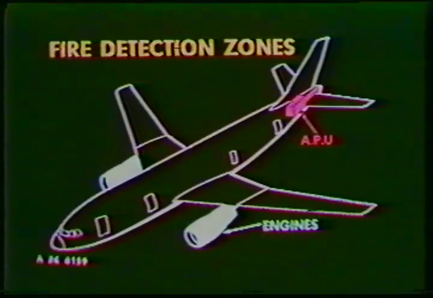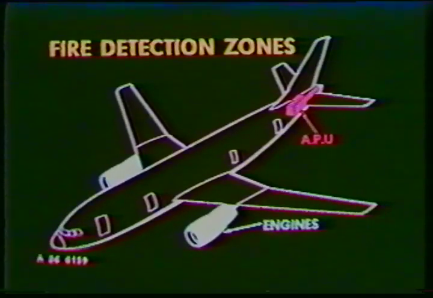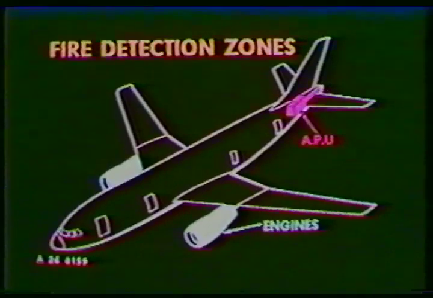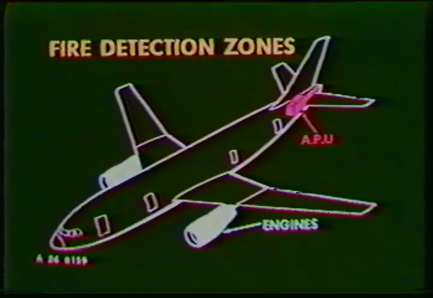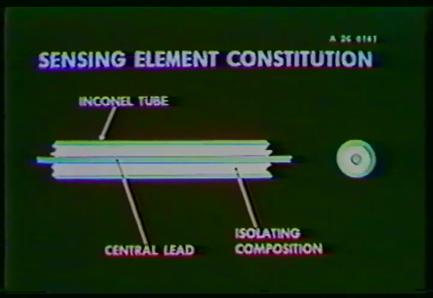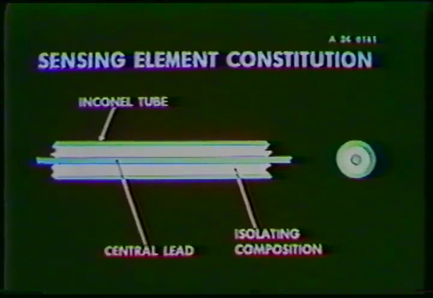Let us now move on to the fire detection warning and extinguishing systems. The fire detection zones are in the areas of the 3 power plants, namely the 2 engines and the APU. Conventional type fire detection loops are used to detect fires in these zones.